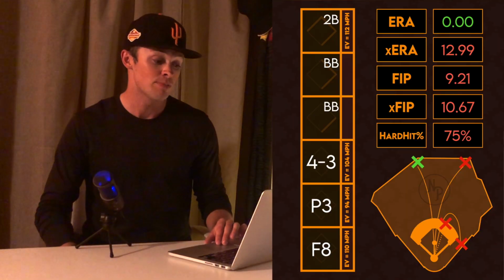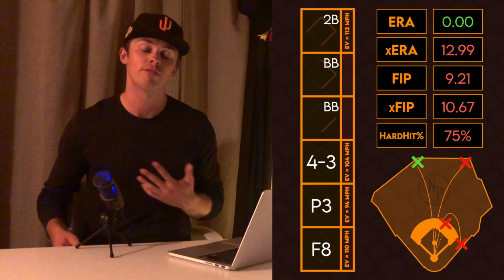Yes, there is a 0 in the run column. Yes, they worked out of it, but let's call it what it is. This is a mess. Let's imagine this becoming a trend. Hard hits, playing with fire, but somehow escaping jams.